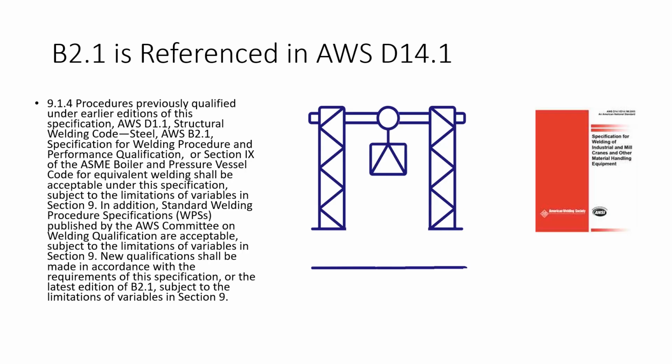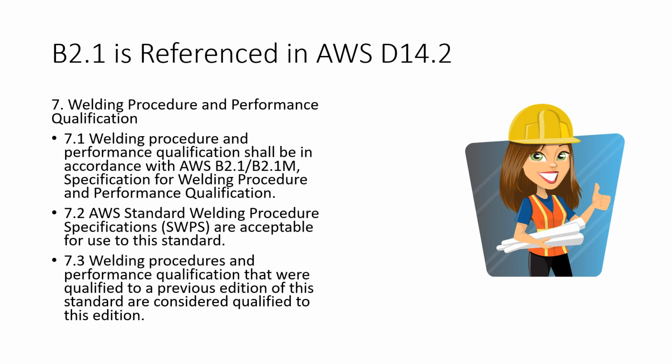AWS B2.1 is also referenced in 14.1, which is a specification for welding of industrial and mill cranes and other material handling equipment. In 14.2, we see similar wording: shall be in accordance with specification for welding procedure performance qualification.